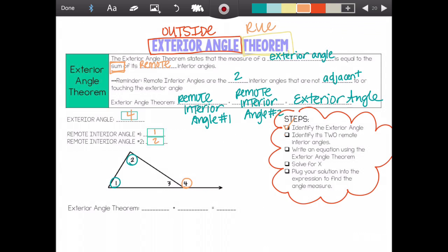And then step 3 says to write an equation using the exterior angle theorem. And again, the theorem is right here. It says we would add the two remote interior angles, in this case, the measure of angle 1 plus the measure of angle 2 happens to equal the measure of angle 4, because again, this is our exterior angle. Oops. For some reason my pencil stopped working. Must have died. So our exterior angle.